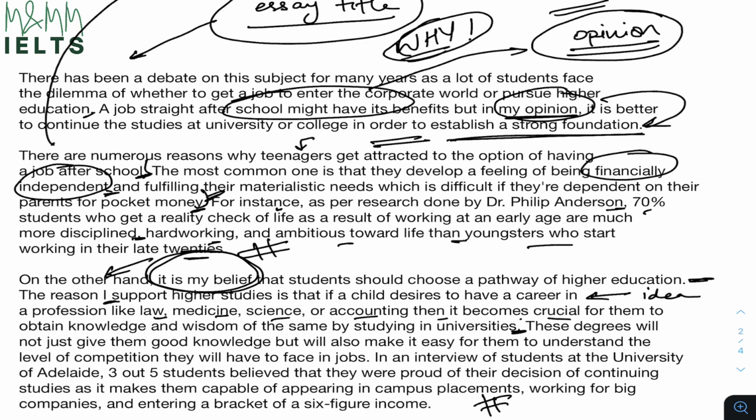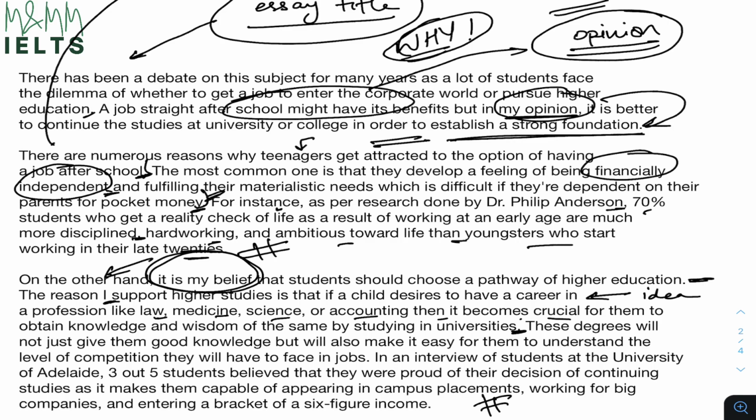The moment I ask a question why, I get the answer. Why should you go to a university or college after school? Because if you want to become a doctor or a lawyer or some scientist, or if you want to get into any such profession, just going to school is not enough. You have to have your bachelor's, you have to have your master's, maybe PhD in some case. So that's what I'm trying to explain over here.